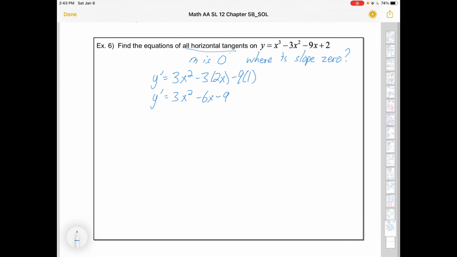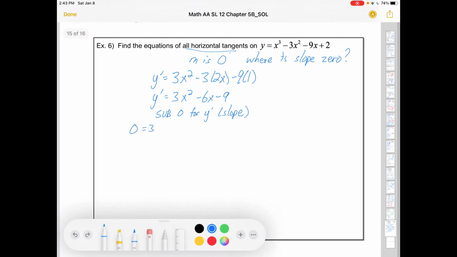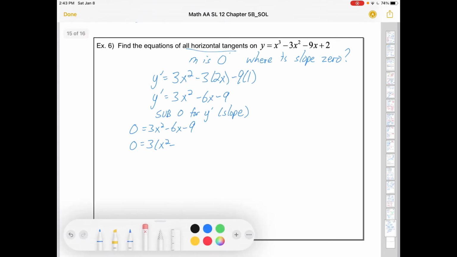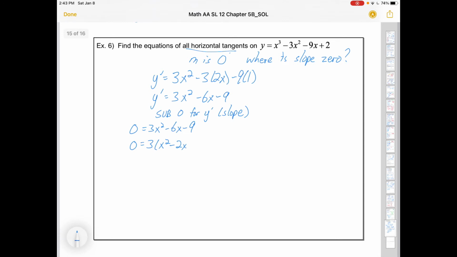Okay. And so now we're going to sub 0 for y prime, because y prime means slope. So 0 goes in here. Oh, we are going to factor it eventually, but I don't want to start with that. 3x squared minus 6x minus 9. Greatest common factor of 3. You could either divide it out, or you could factor it out like this. Minus 2x minus 3. We'll factor some more.